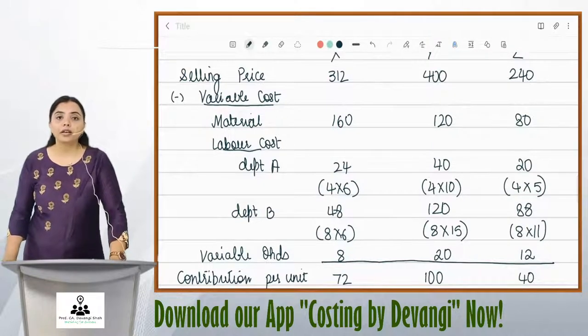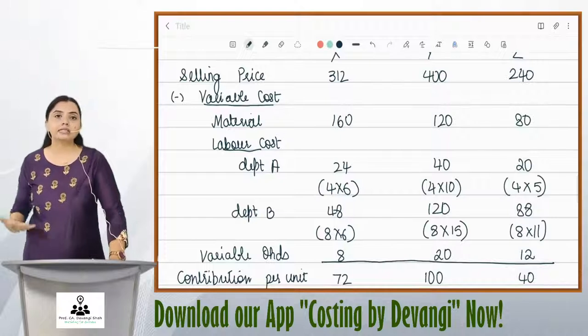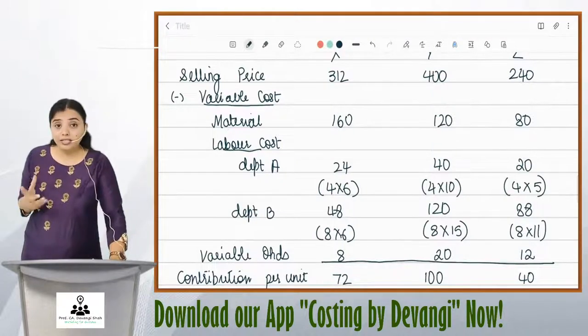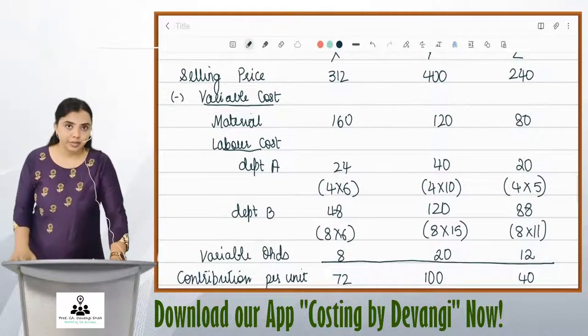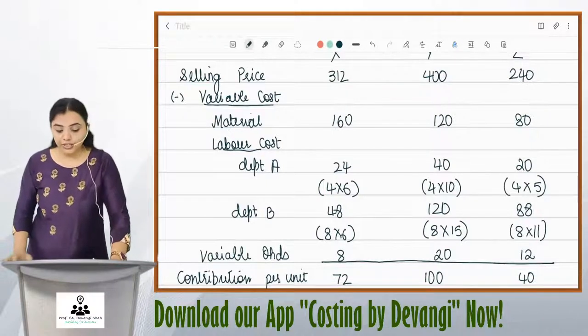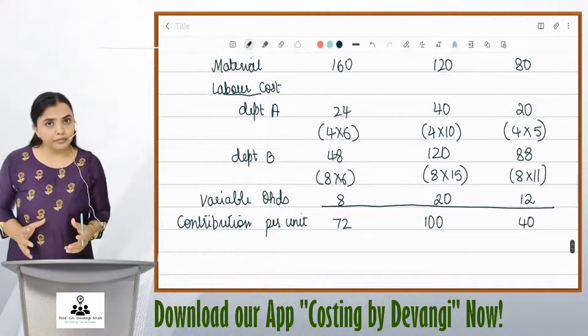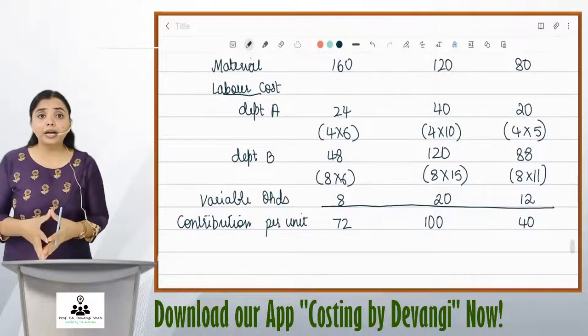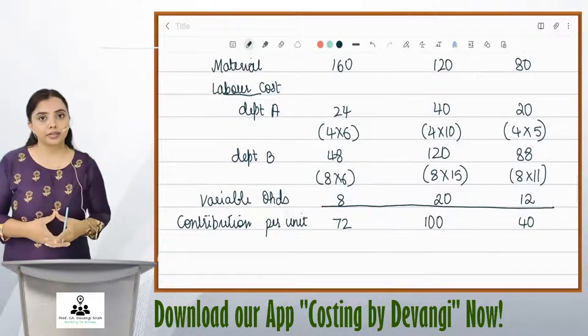No. Because it is not that units are scarce. What is scarce is the laborers. So the laborers has to be spent wisely. So for that, we need to find out that what is the contribution per laborer, right?